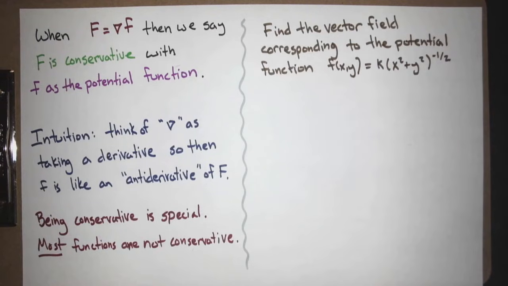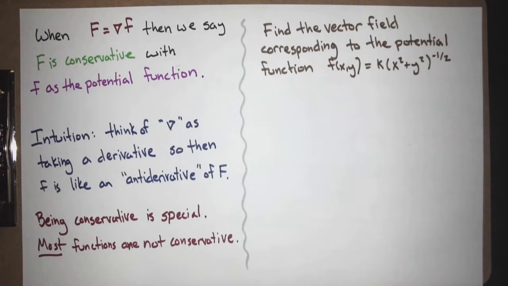You want conservative functions. And why do you want conservative functions? Essentially, if you are a conservative function, because you have that antiderivative, nice things happen. And that's the punchline that's going to be here at the end of the week. Nice things happen if you have conservative functions. All right, so let's do a quick example.